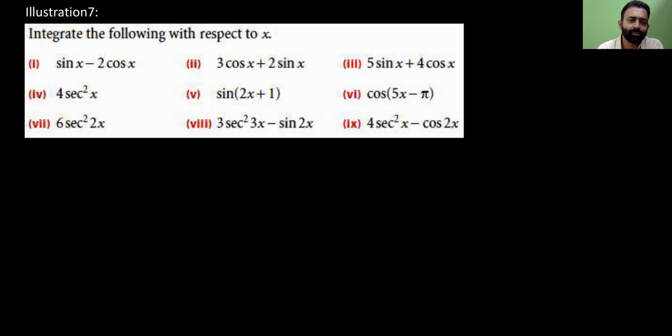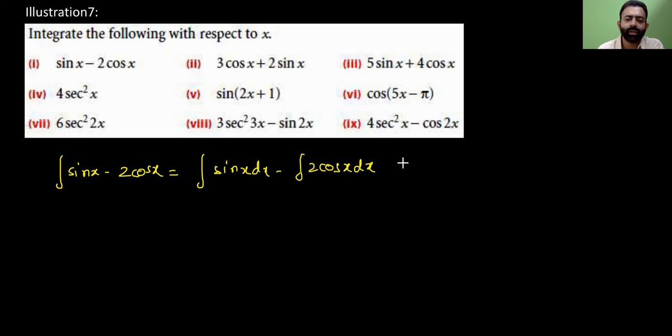Let us take the first example, which is sin x minus 2 cos x. If you have to integrate sin x minus 2 cos x, I can separate the integral like this: integral of sin x dx minus integral of 2 cos x dx. The integral of sin x is minus cos x. Please give special attention to this negative sign. It has to be minus cos x. And similarly, the integral of 2 cos x is 2 sin x, since 2 is the constant. So the integral of just cos x is sin x. And of course, plus c is there.